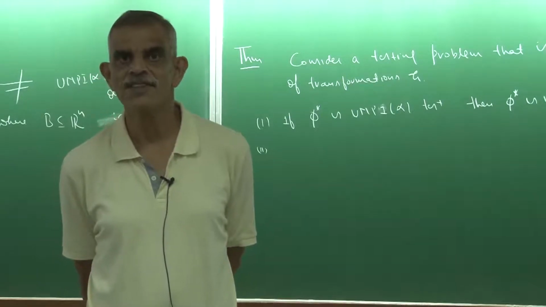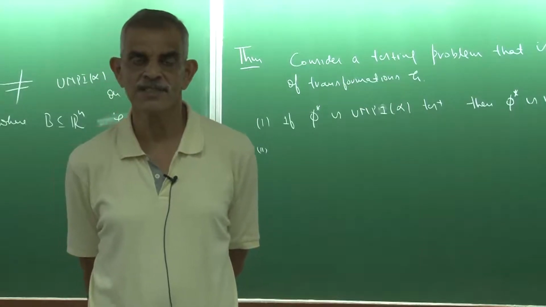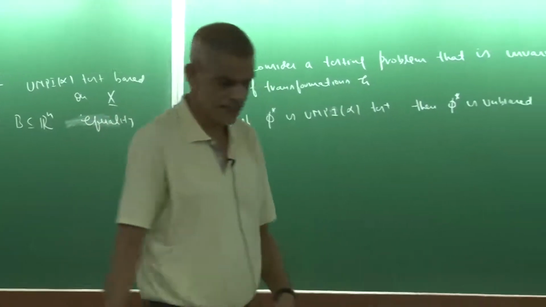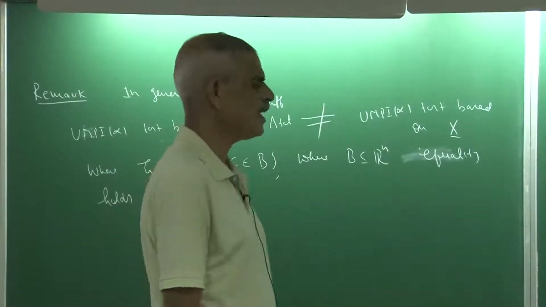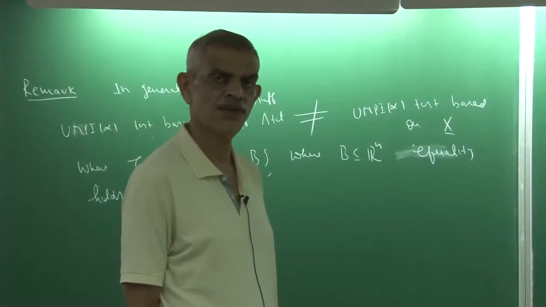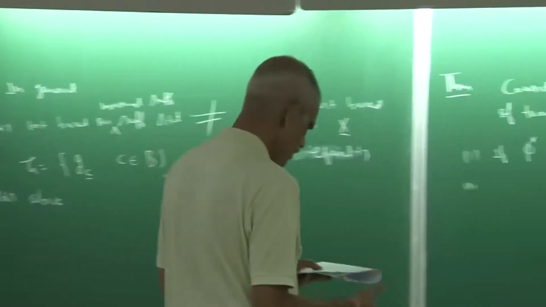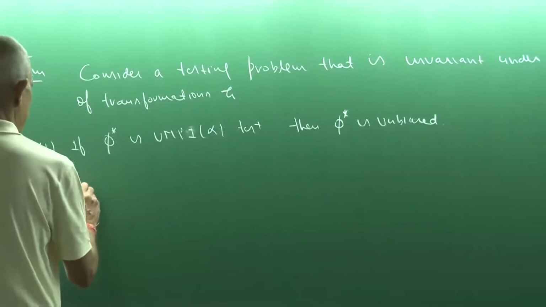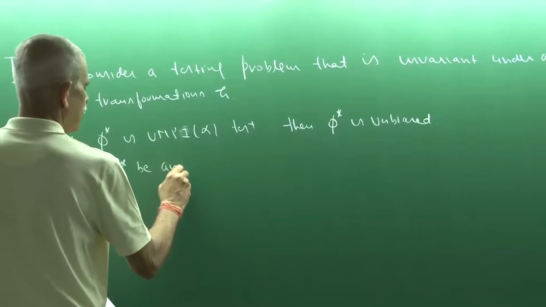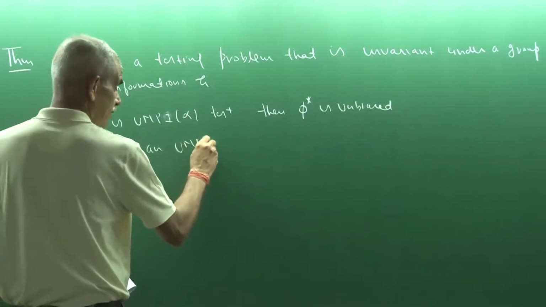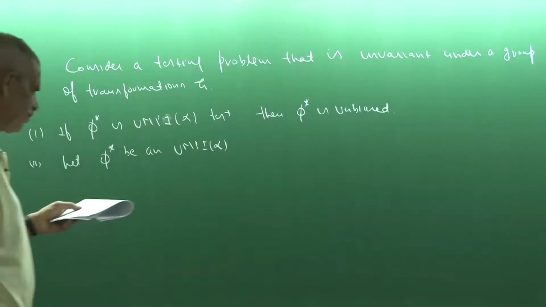Because any UMPI alpha test, UMPU alpha test is also invariant. So what it suggests is, if your UMPI alpha test exists and UMPU alpha test is also invariant, then the two have the same power function. So let phi star be an UMPI alpha test. That means it assumes that it exists. Then only can you talk about that: let phi star be an UMPI alpha test.